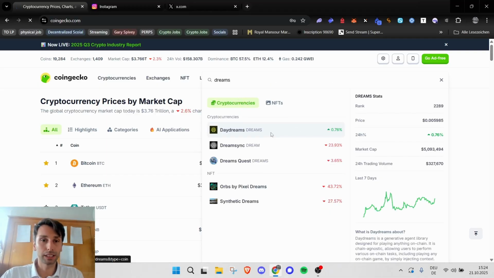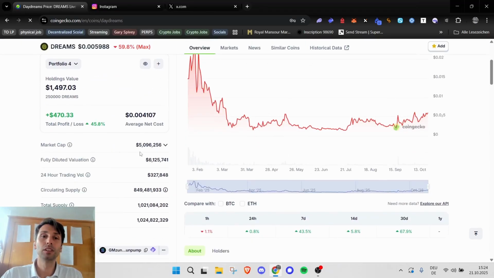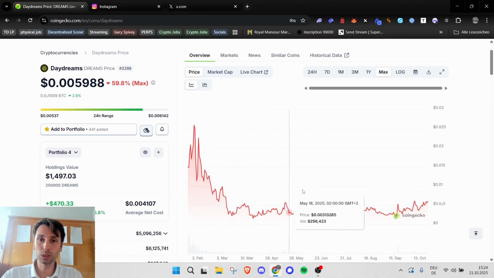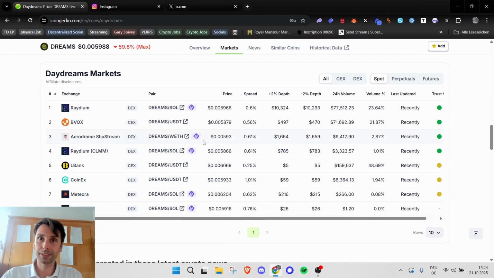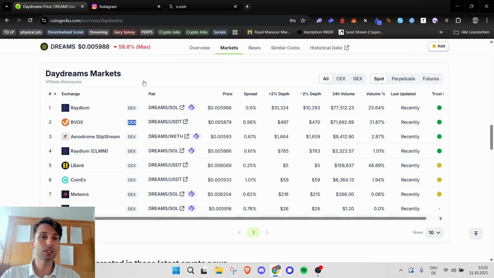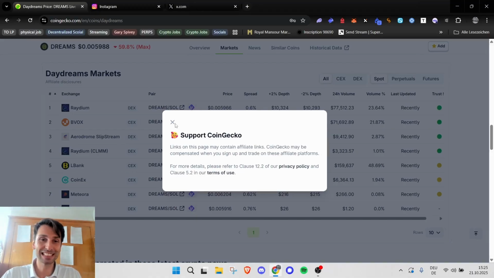When you look at the project, you will see its market cap and other data points like current price. You will see the price chart with different time frames. In the market section, you will see where it is possible to trade this token on decentralized exchanges, DEXs, and centralized exchanges. You can also support Coingecko, as you can see.